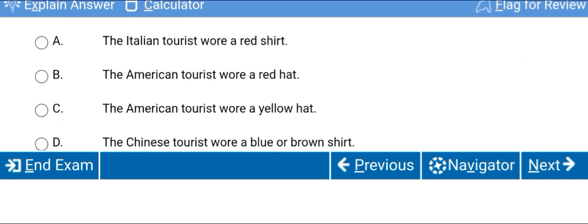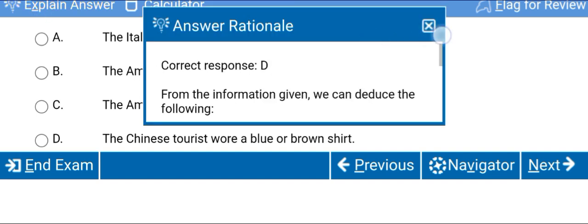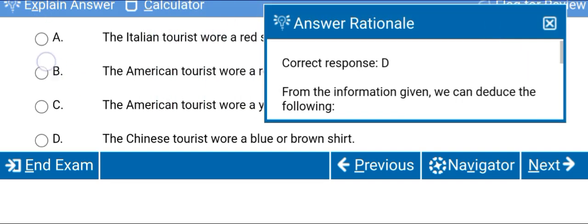Option A. The Italian tourist wore a red shirt. Option B. The American tourist wore a red hat. Option C. The American tourist wore a yellow hat. Option D. The Chinese tourist wore a blue or brown shirt. So here the correct option is option D.